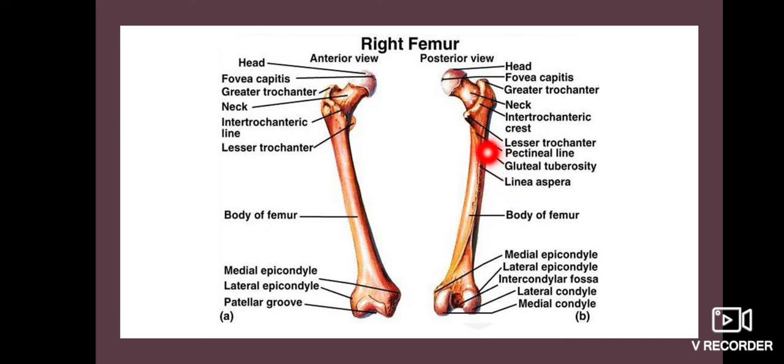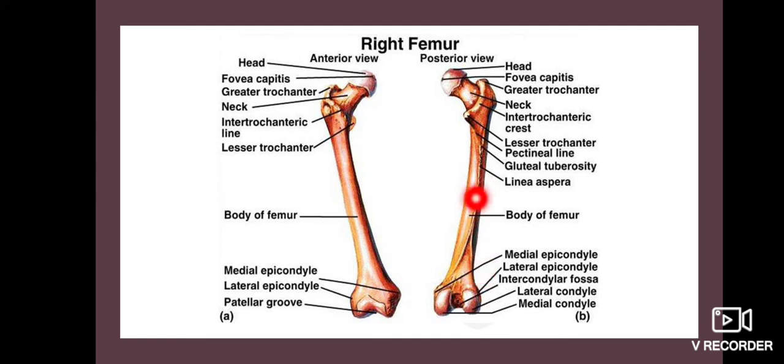So the linea aspera, while it goes up, divides into the pectineal line and the gluteal tuberosity. The pectineal line gives an attachment for the pectineus, the gluteal tuberosity gives attachment for the gluteus maximus. Lower down, the linea aspera divides into medial and lateral lines. The medial line is called the medial supracondylar line, the lateral line is called the lateral supracondylar line.